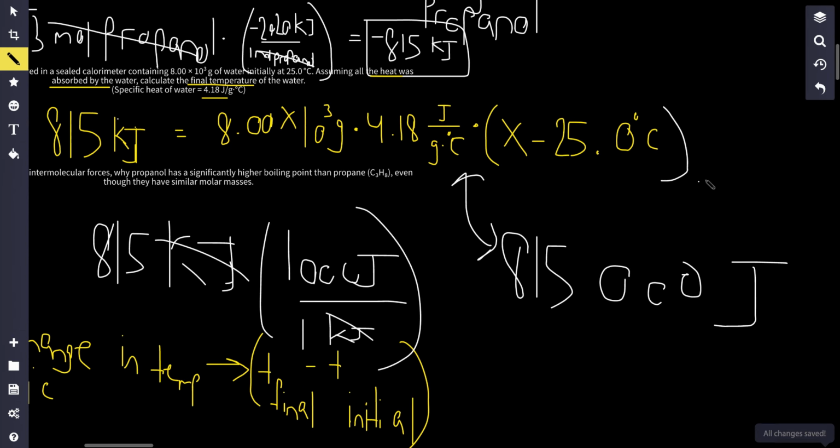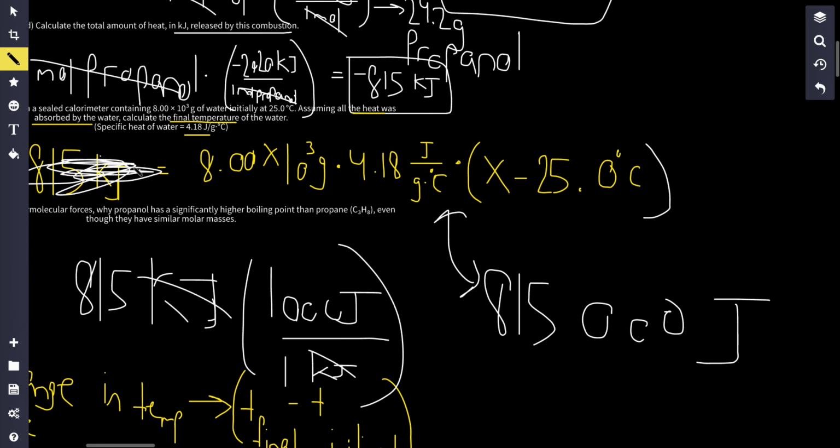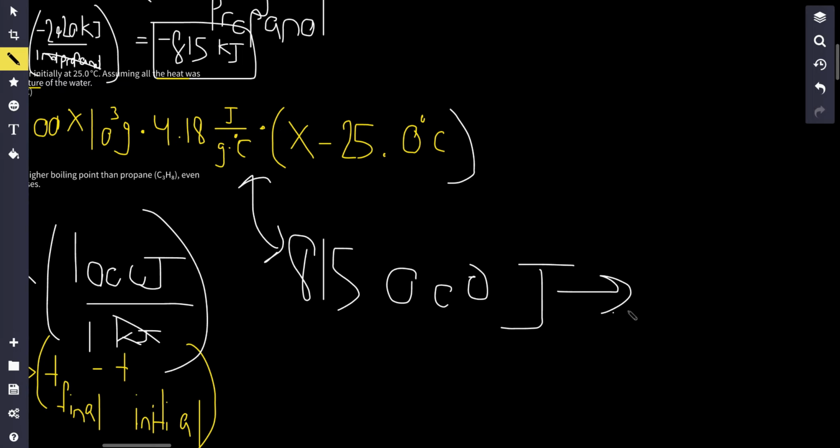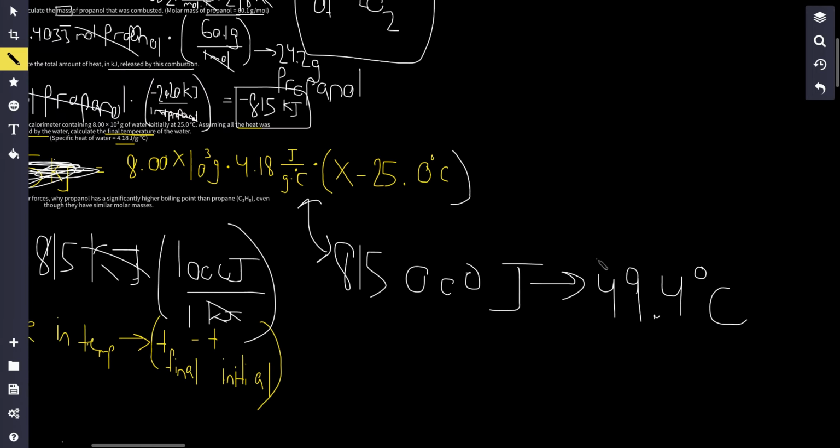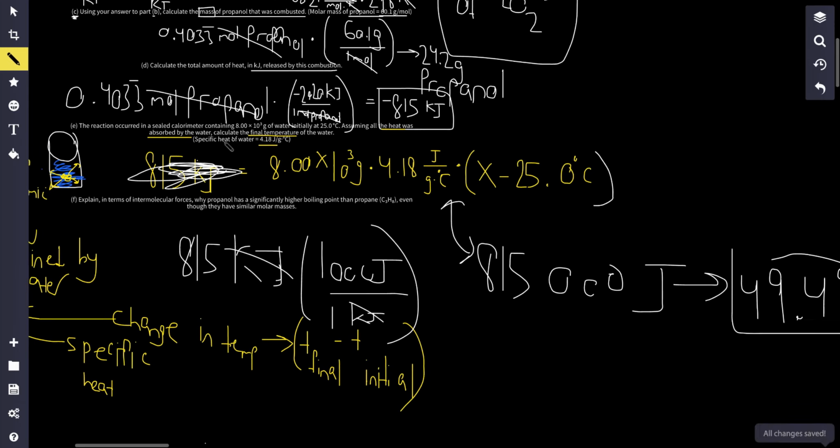All right. So now that I have the unit for joules, the rest of this is pretty much just algebra. Right? Divide both sides by this, and then after that, add 25 degrees Celsius. And you should get the answer. So I do this plus 25. I get around 49.4 degrees Celsius as my final temperature for the water.